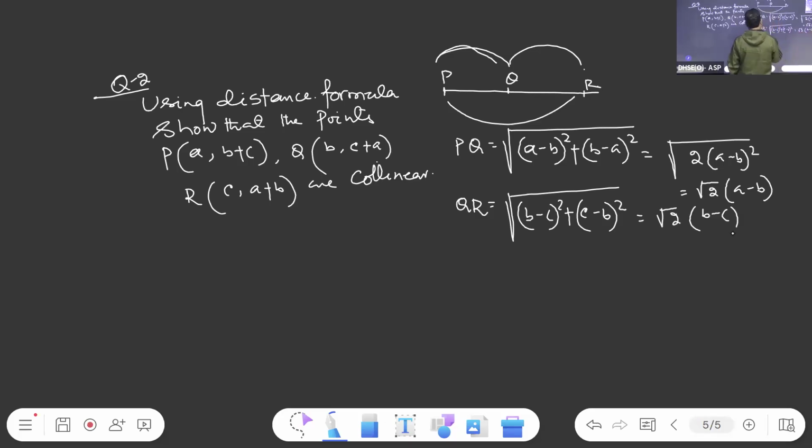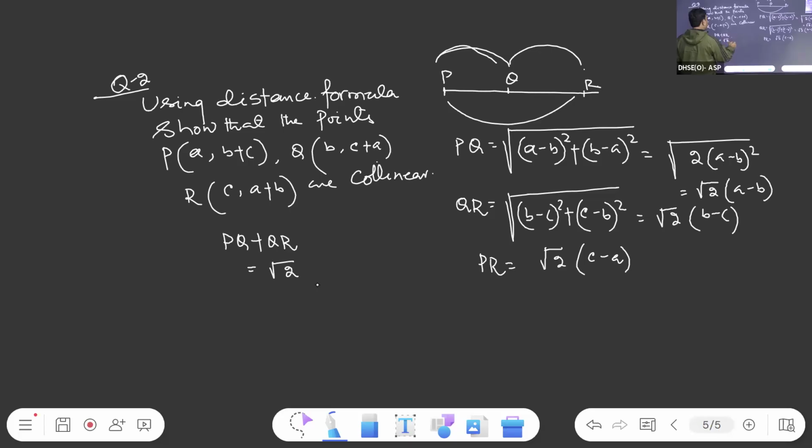And the length PR is equal to root 2 times (c minus a). PQ plus QR is equal to root 2 times (a minus b plus b minus c), which is equal to root 2 times (a minus c). We can write this one as root 2 times (a minus c) also.